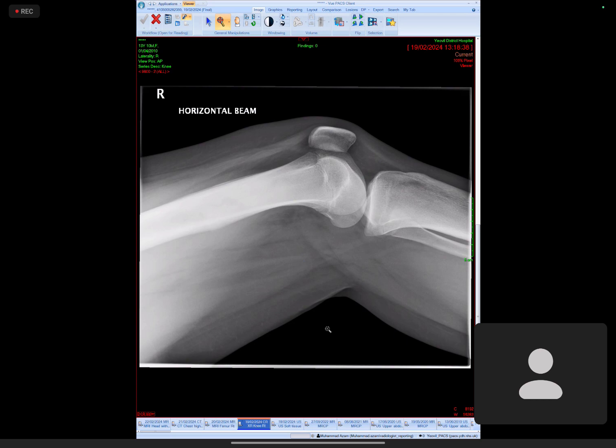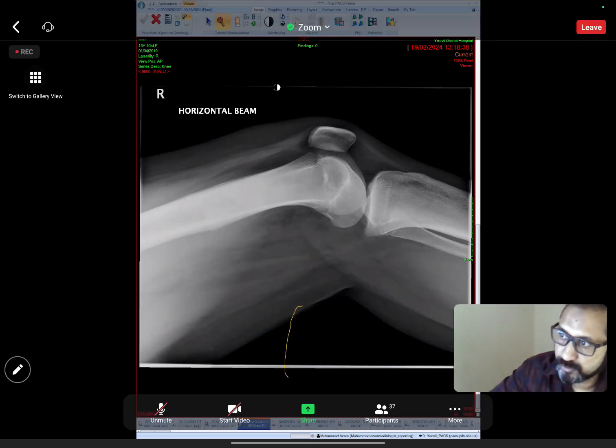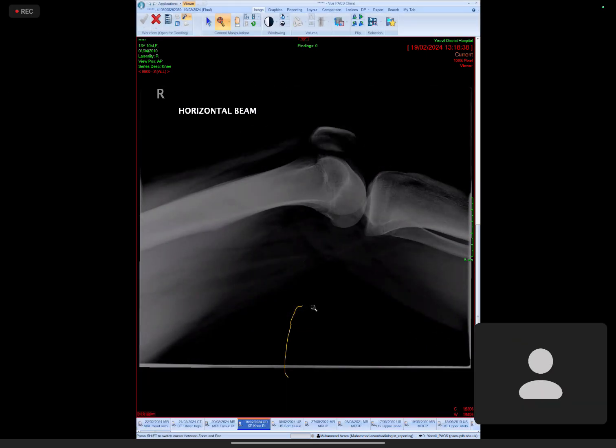Sir, can I window it a little bit because it's too bright? I would do it. Yes, sir. Thank you so much, sir.